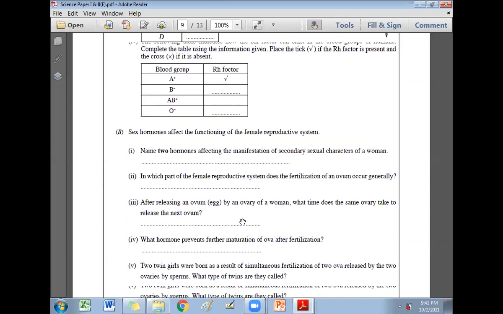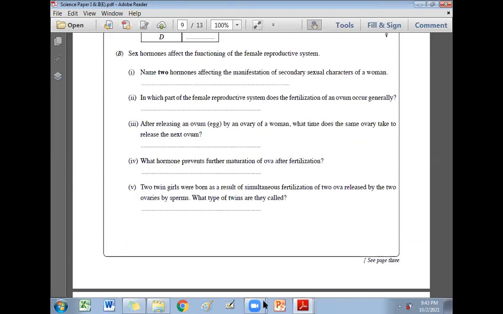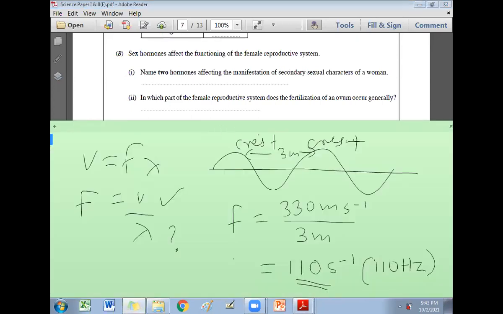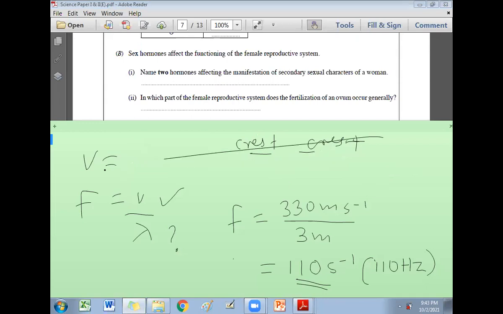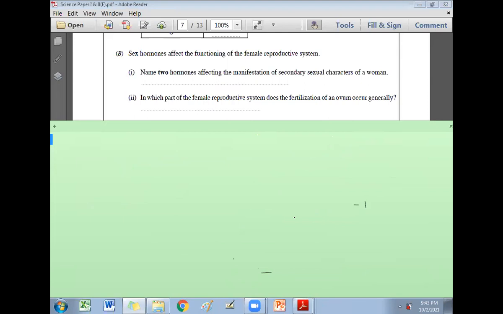Okay, part B, shall we discuss? This is from the grade 10 reproduction lesson. I'll quickly do this one. Grade 10, mostly they ask about the female reproductive system. Most of the papers they ask, okay, part B, structured essay, question number 2. Part B, female reproductive system, 2 hormones affecting the manifestation of secondary sexual characters.